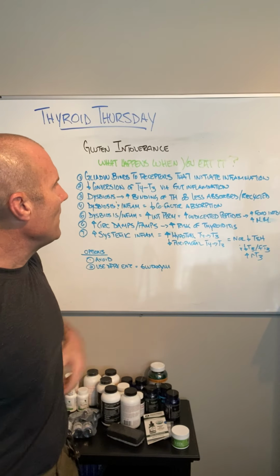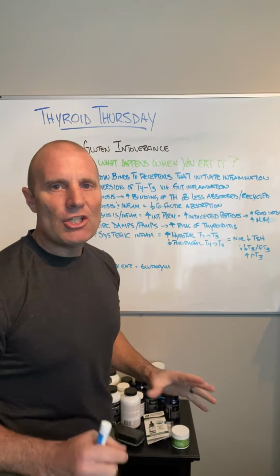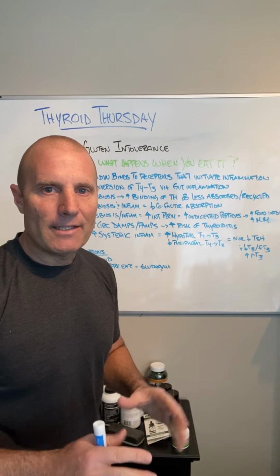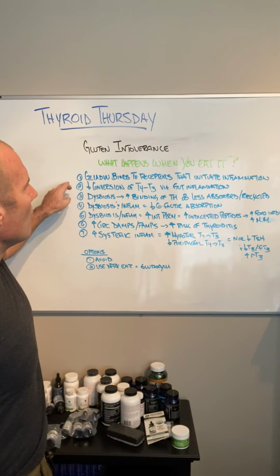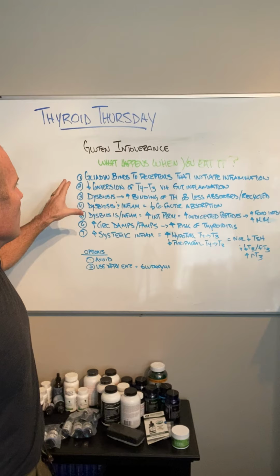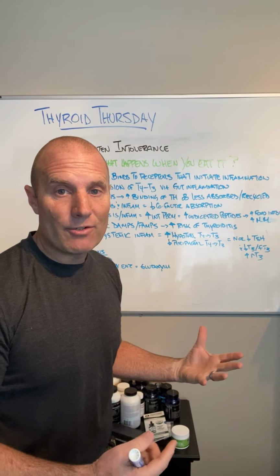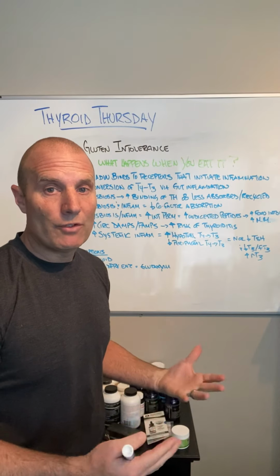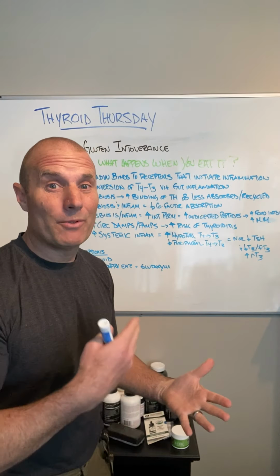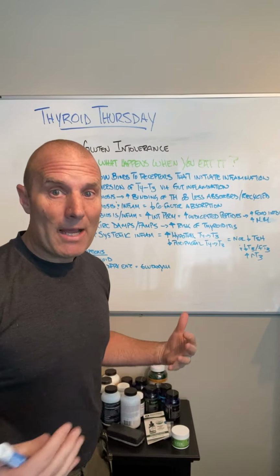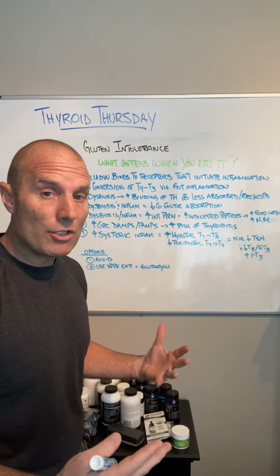That gliadin binds to receptors that initiate an inflammatory process in the GI tract. Once that inflammation starts to occur, that can have an impact on the thyroid hormone directly in the GI tract. So we get a reduced conversion of T4 to T3, so that can create problems with digestion, bowel movement, motility, tight junction control.